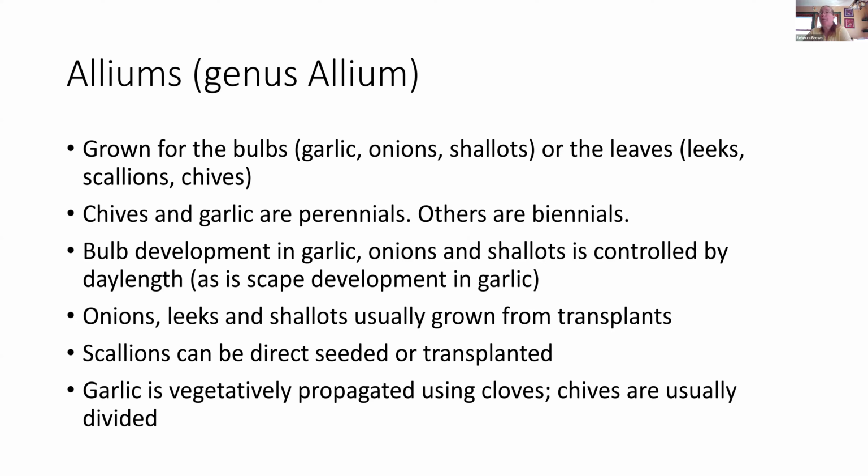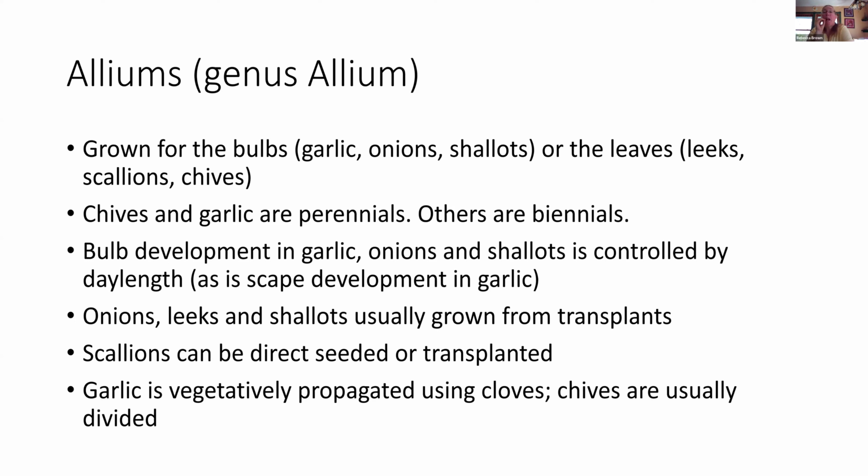Chives and garlic are perennials. All of the others are biennials. Bulb development in garlic, onions, and shallots is controlled by day length, as is scape development in garlic. So what does this mean? This means that here in New England, for summer production, you need to grow intermediate or long day varieties.